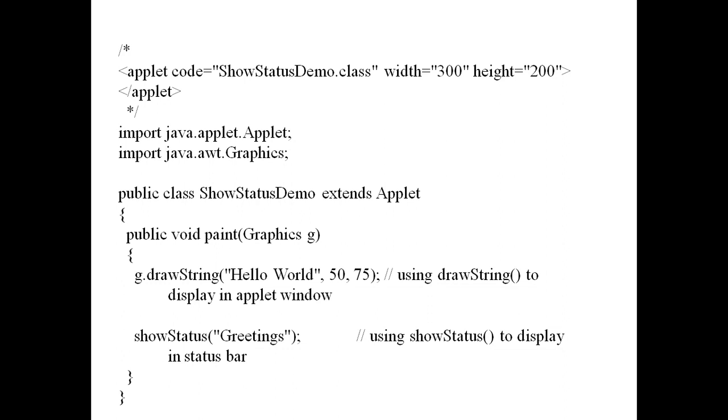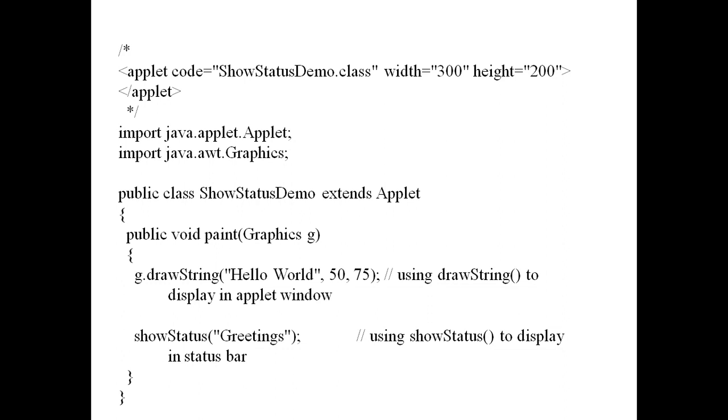Whatever string you want to display, you can give it in double quotes. Then you can mention the x and y coordinates where the particular string must be displayed in the applet window. So the x coordinate is 50, y coordinate is 75. Now the second way is to display a message in the status bar, at the bottom of the window. So the showStatus method is used. You don't have to mention it as g.showStatus. The showStatus method is directly called, and whatever you give in double quotes will be displayed on the status bar.